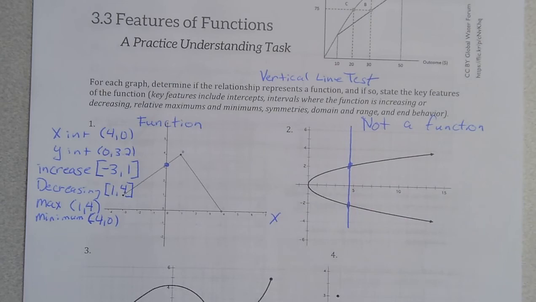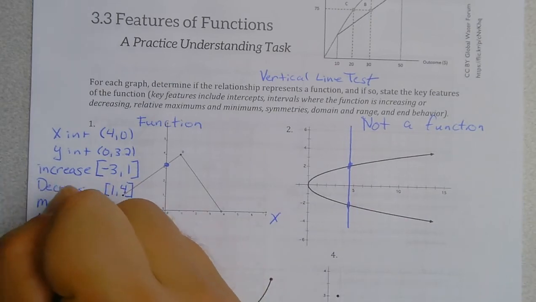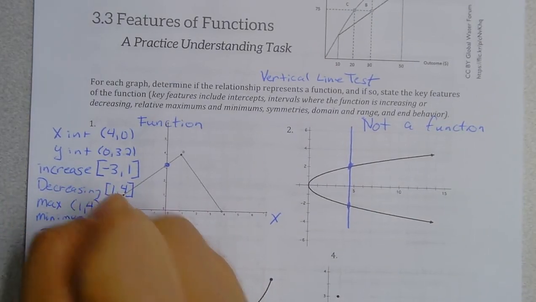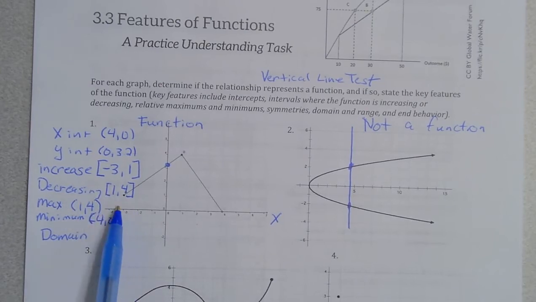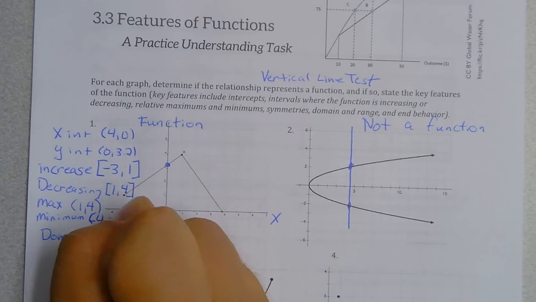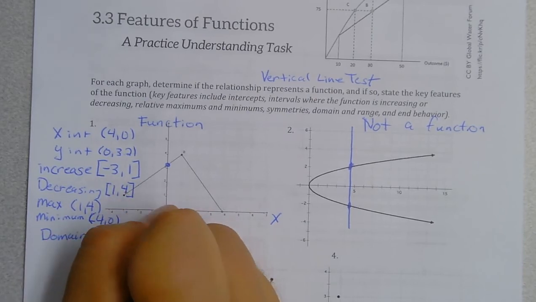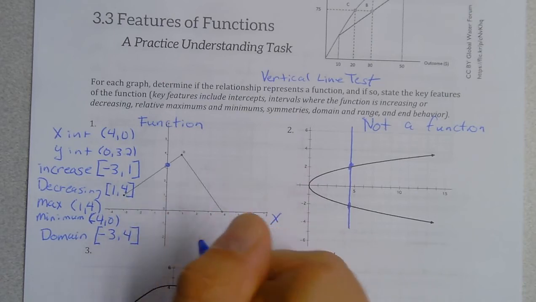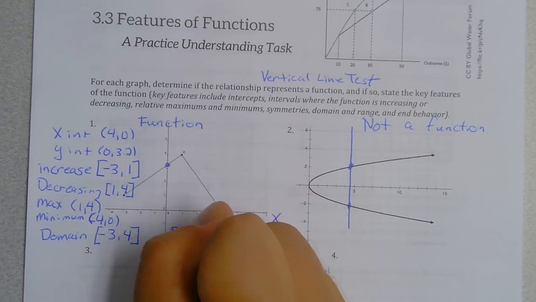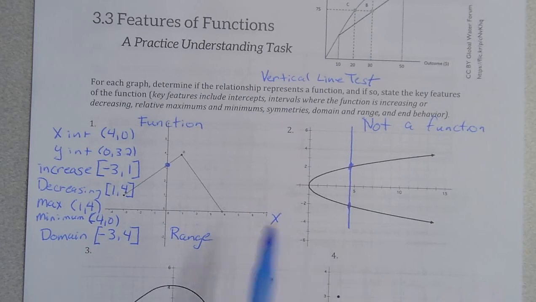And then we have to list our domains, ranges, and end behaviors. So our domain, x goes from -3 to 4. And then our range goes from 0 to about 4.